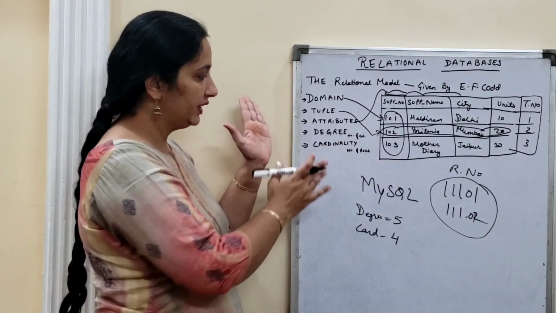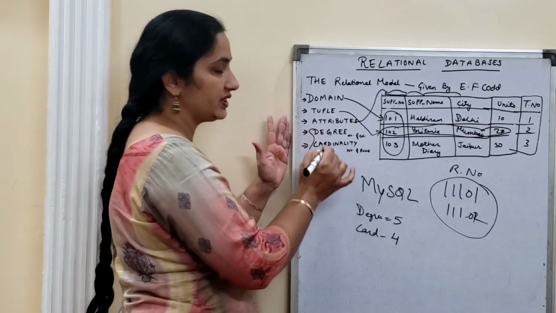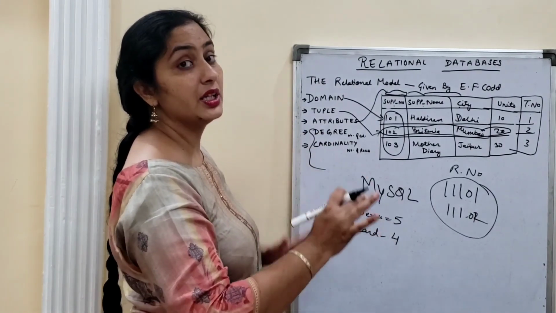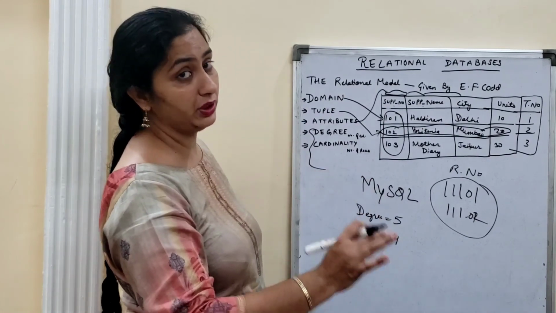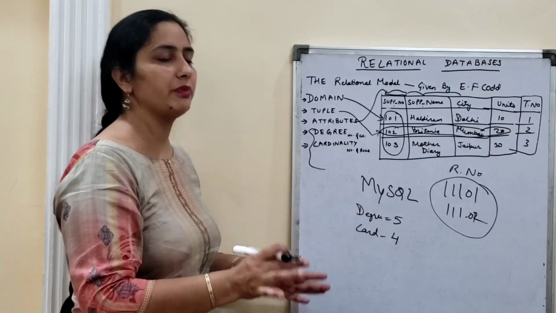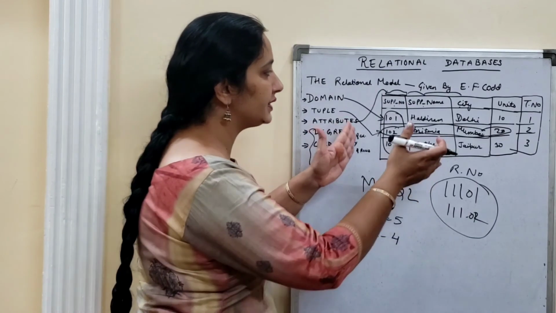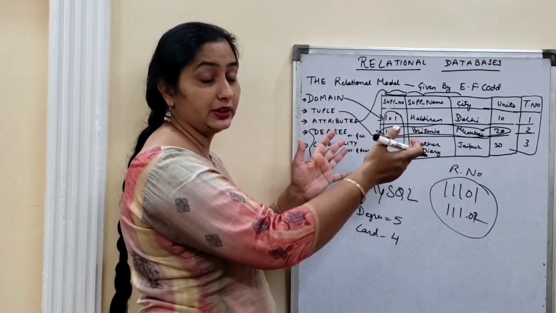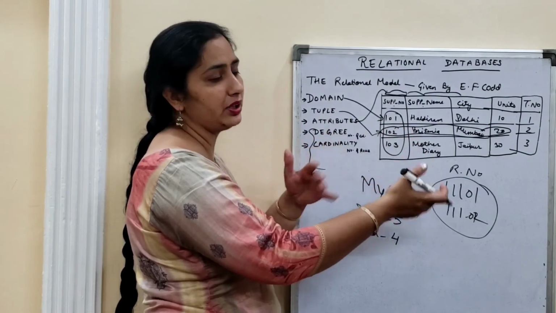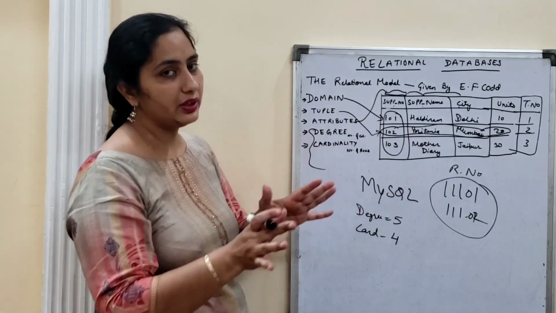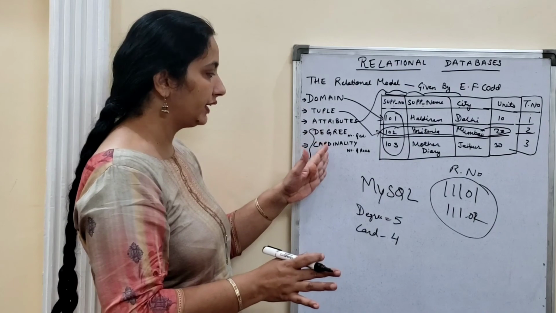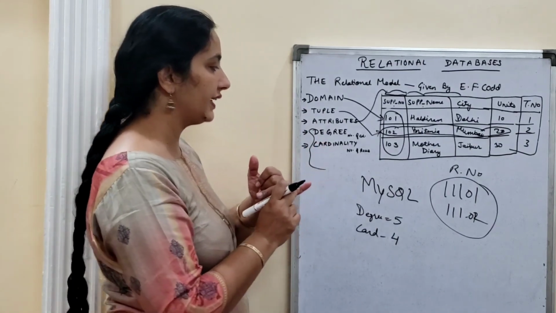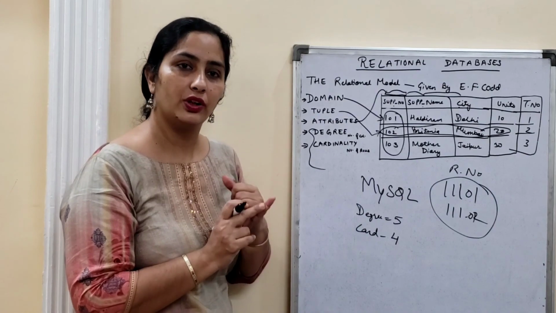Okay, I hope this degree and cardinality concept is clear to you. Once again I am telling you, this is very important. This is going to come in your 12th class board. In any form they can ask a question. They can simply give you a table and ask you about degree and cardinality, or in any other form they could ask you degree and cardinality. So remember, degree means number of columns and cardinality means number of rows.